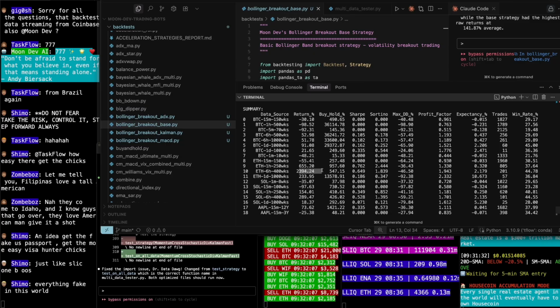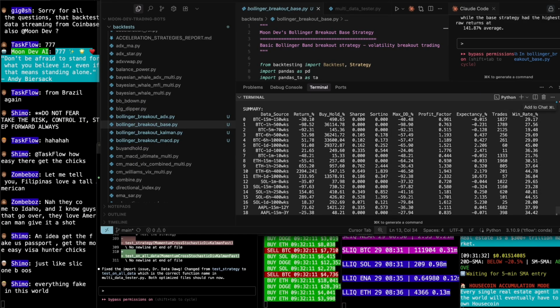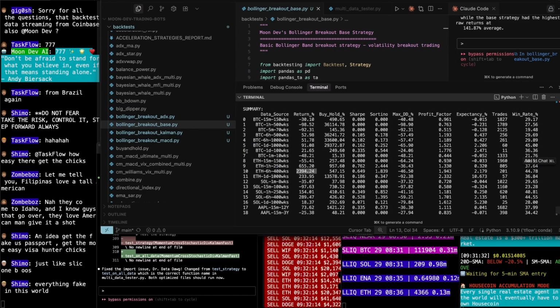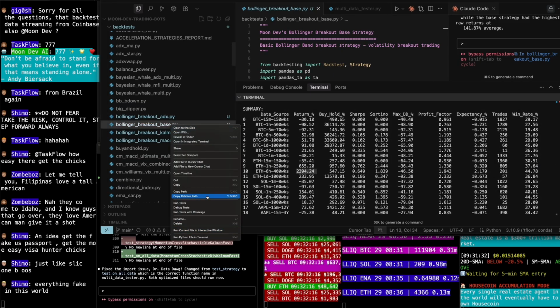This one's solid. 2,900%. 2 expectancy. Copy path.